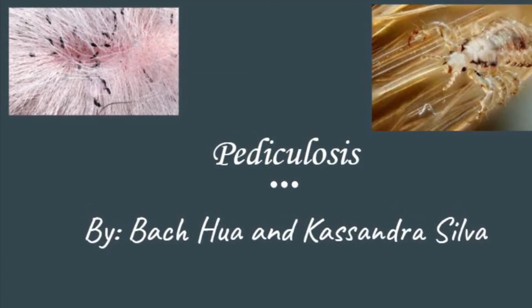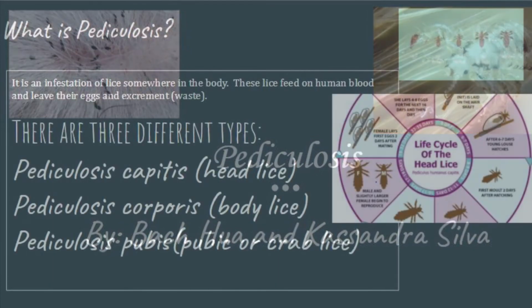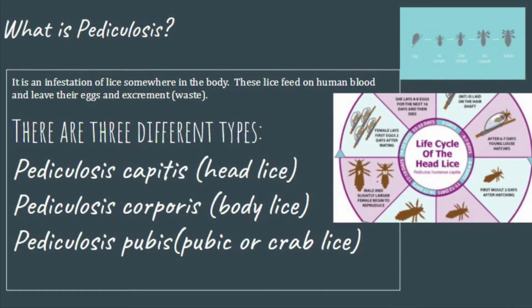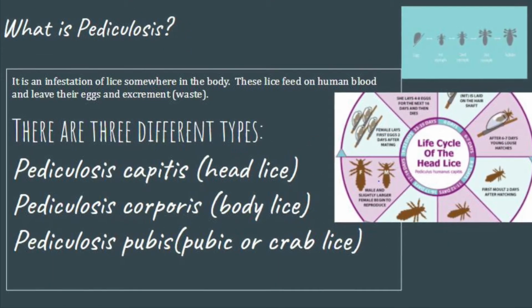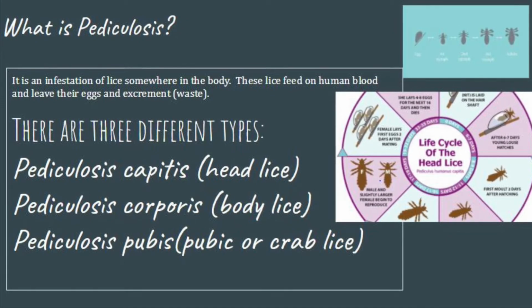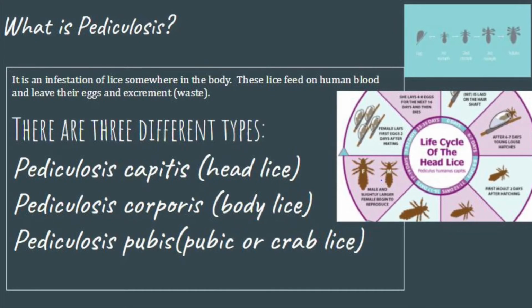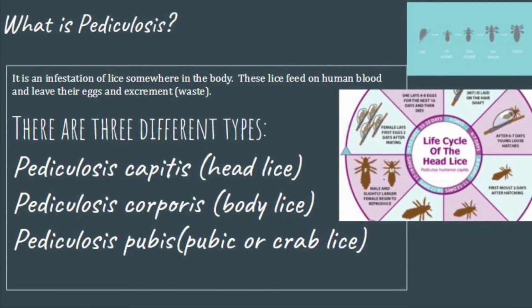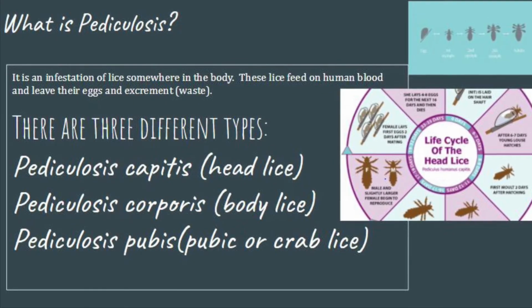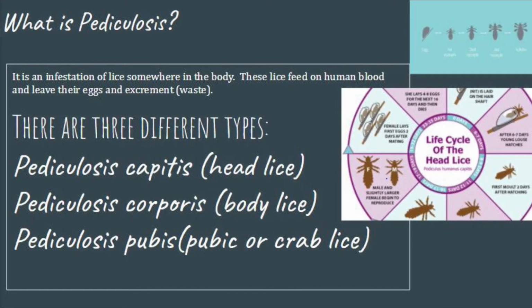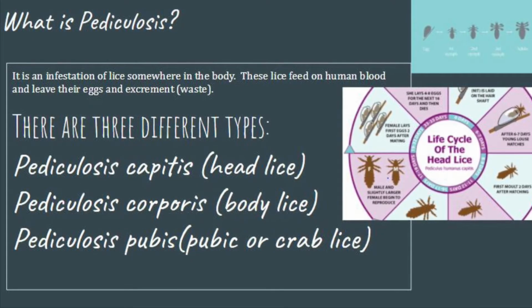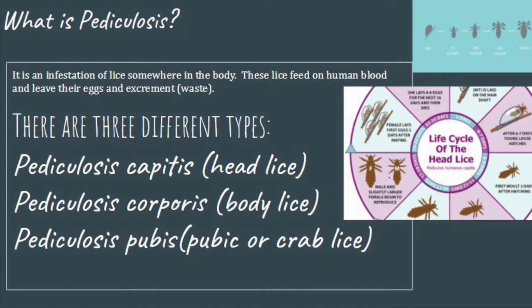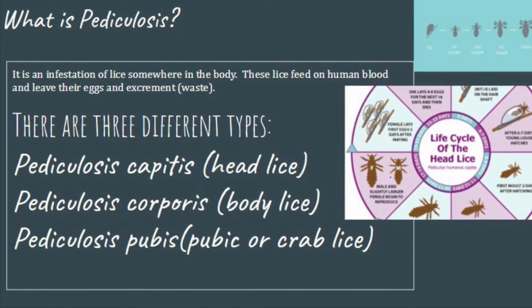So today we'll be presenting pediculosis. What is pediculosis, you might ask? It's an infestation of lice somewhere in our body. These lice feed on our human blood, and they also lay their eggs and excrement, which is otherwise known as waste or poop. So there are three types. There is pediculosis capitis, pediculosis corporis, and pediculosis pubis.